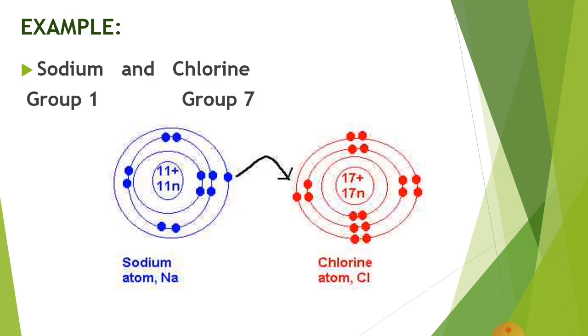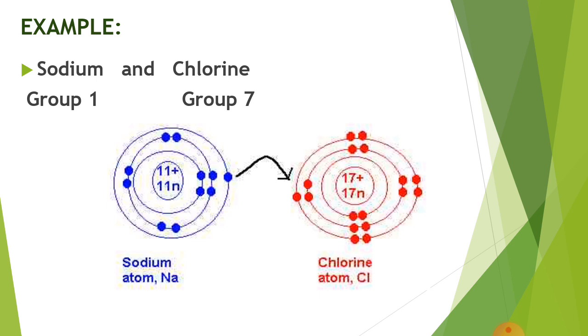So here is an example of ionic bonding, and an ionic compound will be formed. Sodium and chlorine. As we know, sodium belongs to group 1 and chlorine belongs to group 7. So they will bond together. Now look at the diagram on the left hand side of the sodium atom. Sodium has 11 electrons. 2 are in the first shell, which is nearest to the nucleus. Then in the second shell, there are 8 electrons, complete. But the outermost shell has 1 electron. Sodium will become stable by losing this 1 electron.